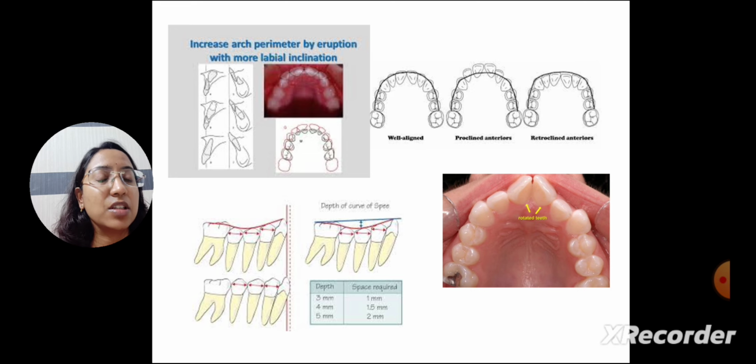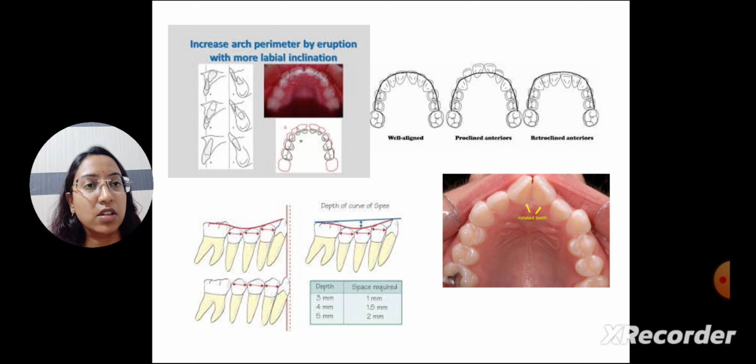So the same thing that we see behind a well-aligned arch: for the same mesiodistal width, when the teeth are pushed forward or proclined, they are taking up more space. So the spacing appears between the teeth, whereas with the same mesiodistal widths, when the teeth are pushed inside into the arch or they are retroclined, they tend to crowd.